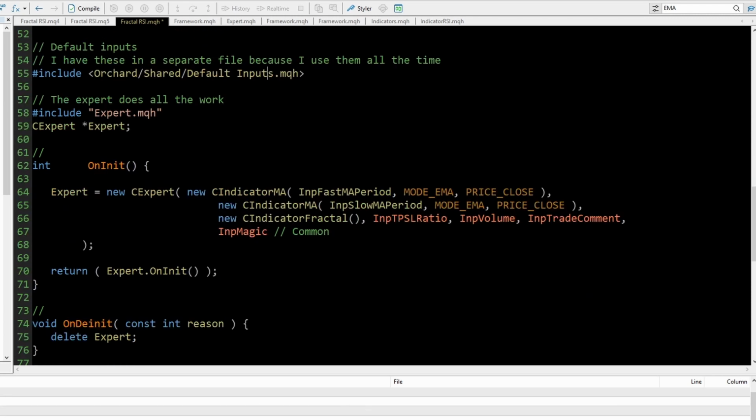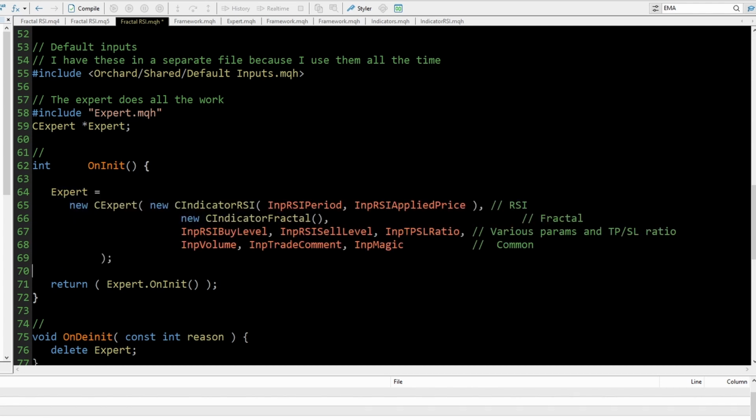I go down to the expert initialization. This is where the next change happens. In the earlier expert, I was creating C indicator MA objects. So now I'm passing in an indicator RSI object with the new C indicator RSI and then the RSI period and applied price passed to that. That gives me the RSI. The fractal is the same, just a new C indicator fractal, and there are no arguments to the fractal.